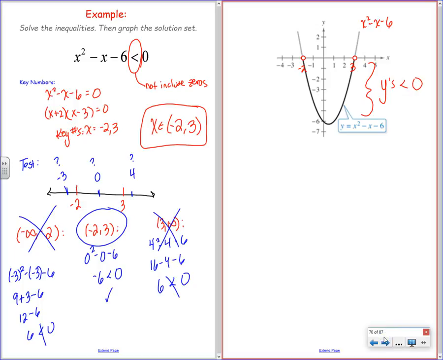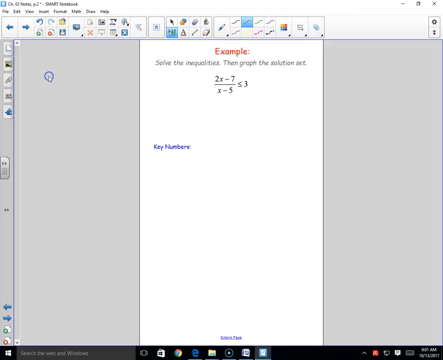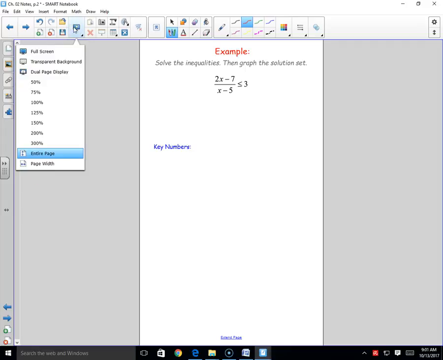Okay, sorry. That's not what I wanted you to see. I wanted you to see what's going to change when we have a rational function, because you guys saw 2 different steps. Remember, we already took all the notes. What's going to change? Well, kiddos, how do we find key numbers for a rational function?